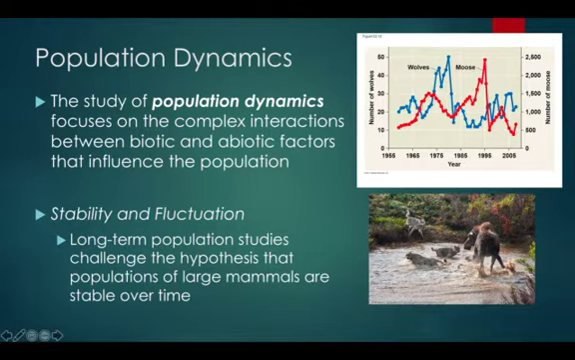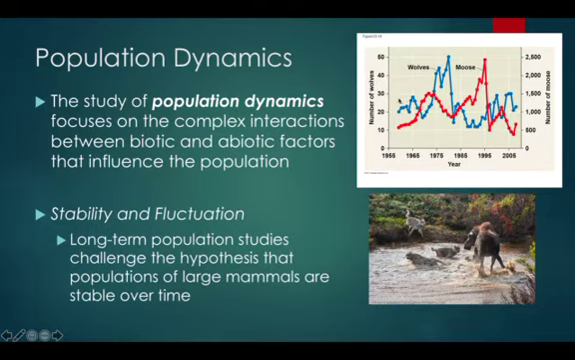If we look at, this is an example of moose and wolves. So we have number of wolves here, and so we have two different y-axes. We're looking at two different things. Number of wolves is our blue, number of moose is our red. And this covers over 50 years worth of time. So this is a pretty large time frame. And it's very clear that these populations are not stable over time.